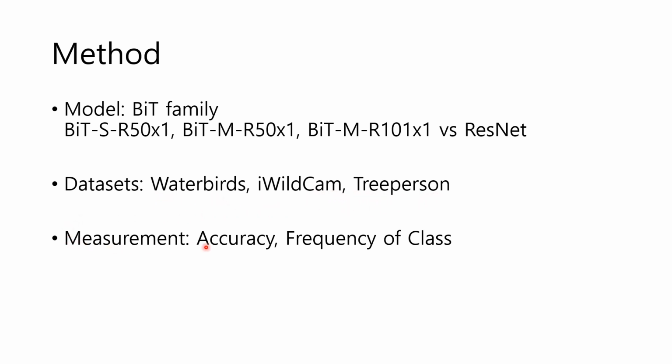So they check the accuracy of the classification, and they also check the frequency of classes to show how active learning is going on. If one class is distinct, that kind of means that active learning is working well.